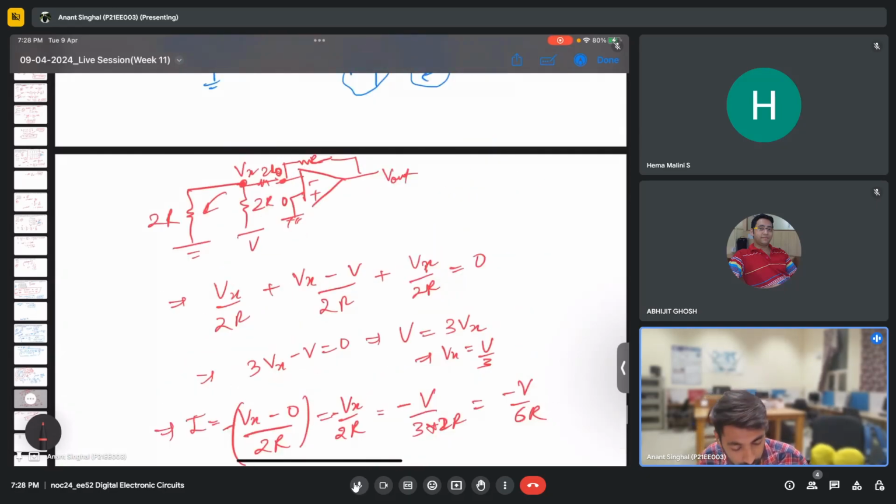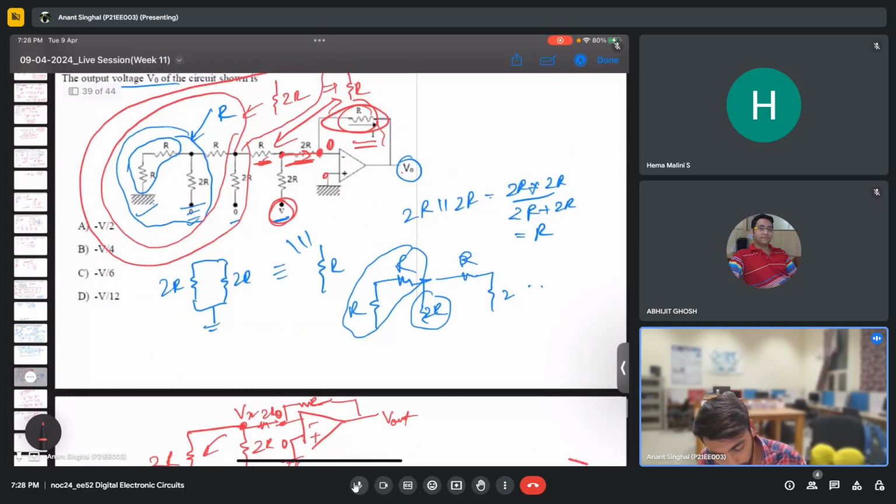So this is nothing but just KCL and KVL. So the correct answer will be option C. Is it clear, or do I need to explain again?